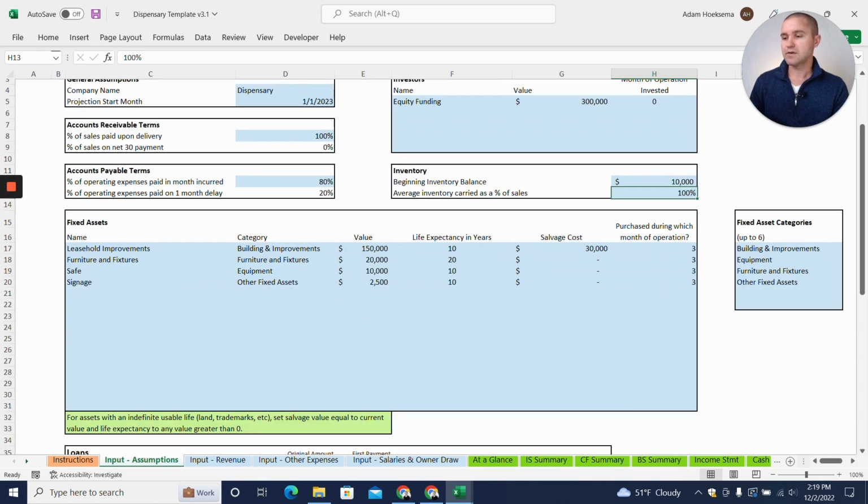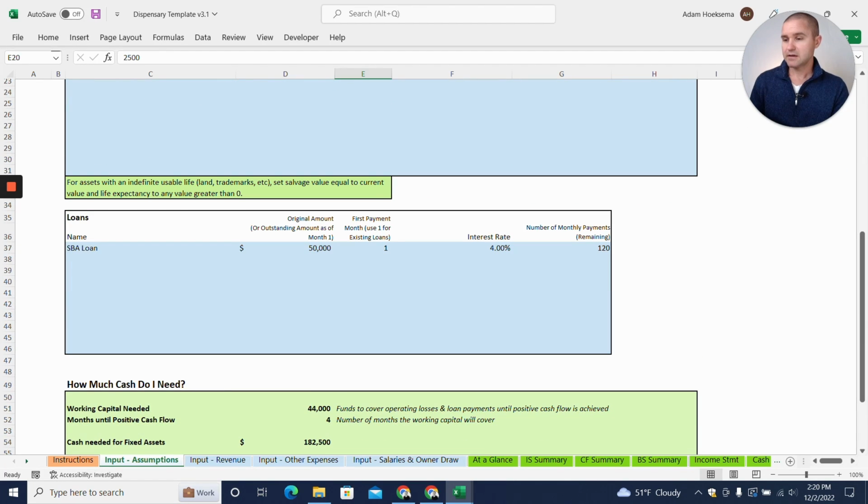You can add in your fixed assets. So let's say maybe you leased a building and you spend $150,000 on leasehold improvements for the dispensary facility. You got $20,000 in furniture, $10,000 for a safe, and $2,500 for signage. And maybe you're also going to get, probably not an SBA loan for a dispensary, but let's say you're going to get a loan for $50,000 as well. And maybe we'll make this an 8% loan.